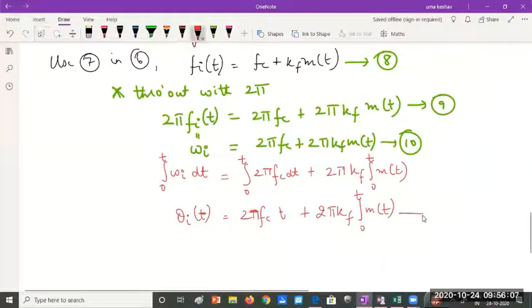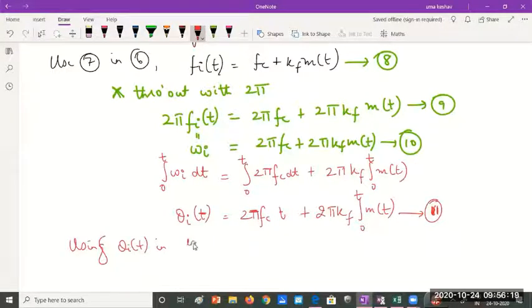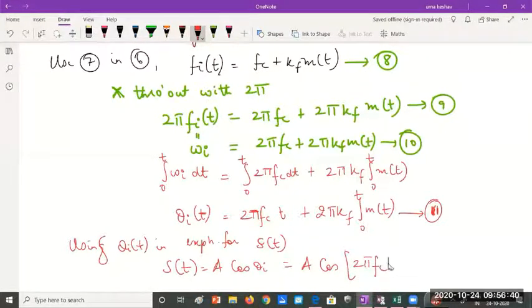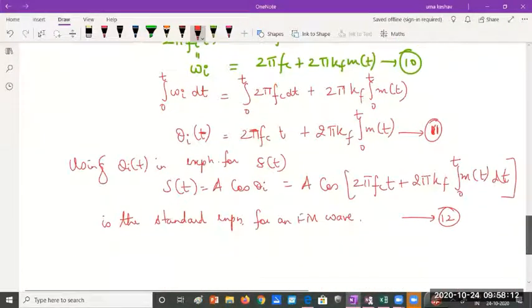Now I have got the angle. The last step is what? Substitute this theta I value in the expression for signal S of t. We know S of t was represented as A cos theta I. So if I substitute, I'll get A cos of 2 pi fc t plus 2 pi kf integral 0 to t m of t, which represents the standard expression for an FM wave.